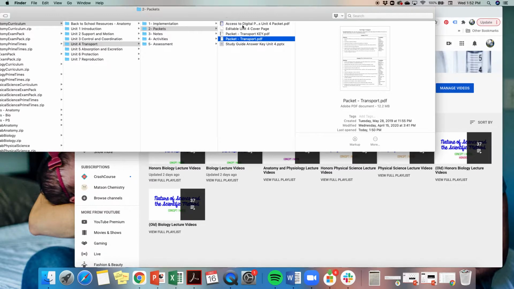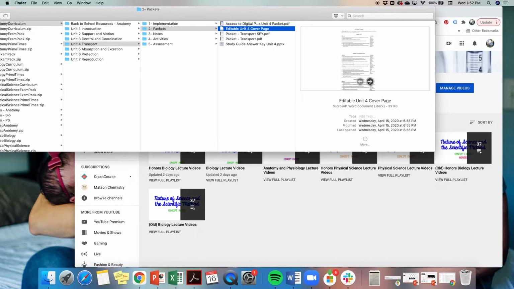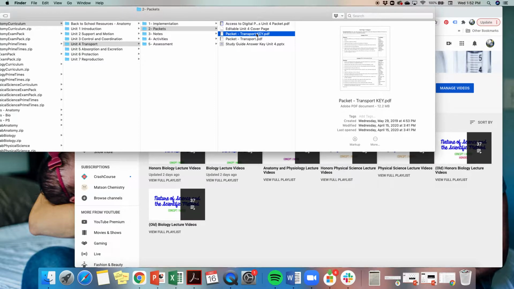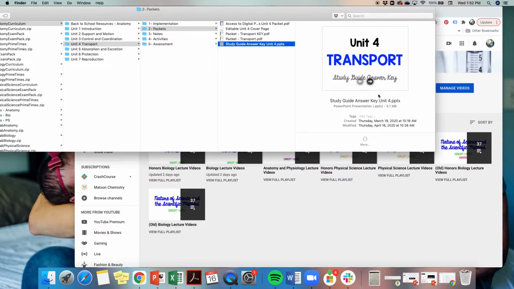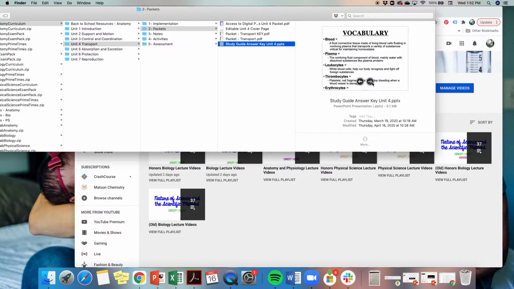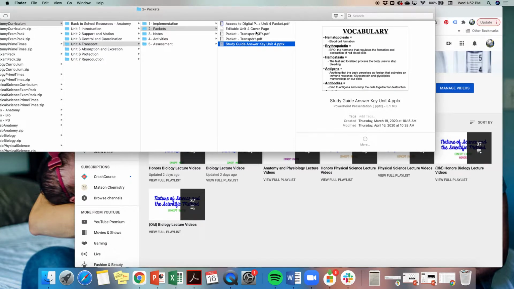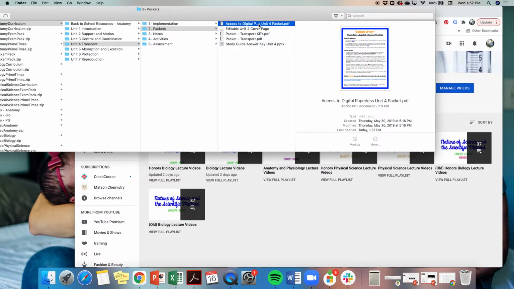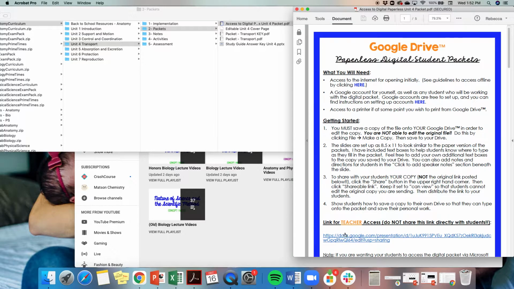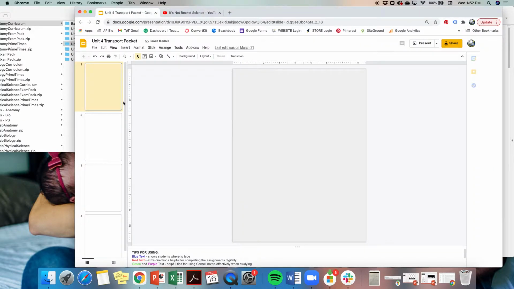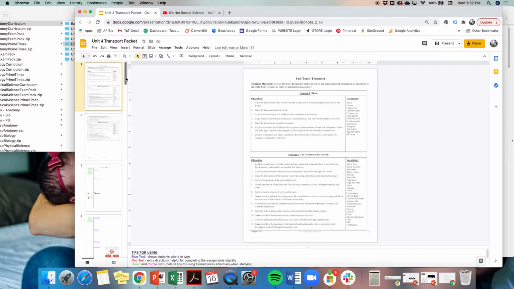Also in this folder, I have an editable version of the cover page if you want to change up the objectives and the vocabulary. I have a detailed answer key for you. I have an answer key that's an animated PowerPoint specifically for the objectives and vocabulary that you can use on review day. And then I also have this PDF document that takes you to the digital version of the packets. So these are accessed by students in Google Slides.